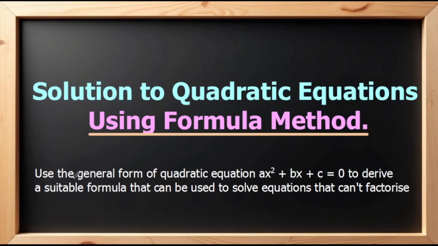Today we are looking at this question which says: use the general form of the quadratic equation ax squared plus bx plus c equals 0 to derive a suitable formula that can be used to solve equations that can't factorize. This is of course the general equation of a quadratic equation that can be written in specific form, as before, when we looked at the other methods that we worked earlier on.